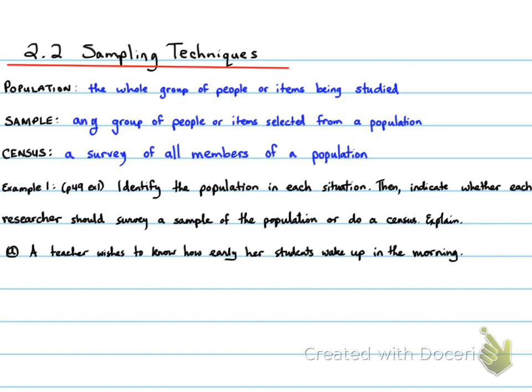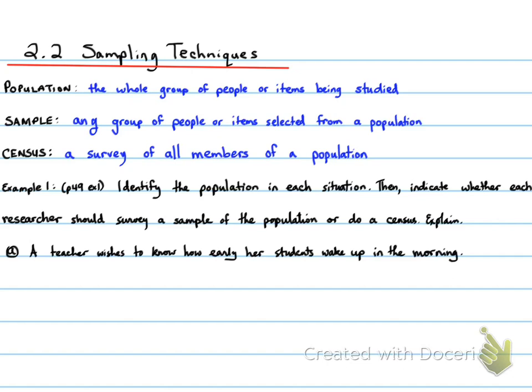So, a teacher wishes to know how early her students wake up in the morning. Am I going to take a sample or am I going to take a census? Look at it. Is it easy for the teacher to ask everybody in her classes? Yes. Is it easy to record that information? Yes. Is taking a sample equally informative as taking a whole census? Well, that's a question that you have to then say, I'd say probably not, okay?